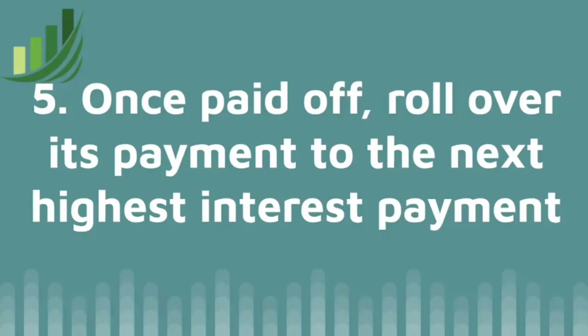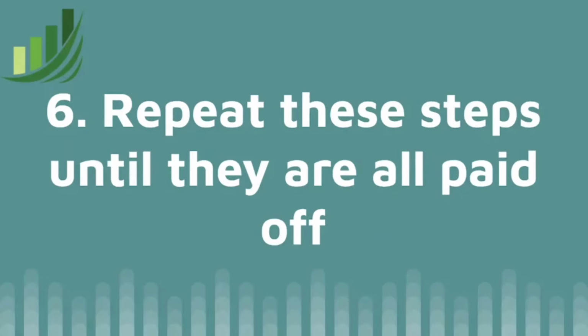Step 5, once paid off, roll over its payment to the next highest interest payment. Again, with this type of method, you want to be recalculating as your order may change as you continue making progress. But if you don't do that, then you just move on to the next highest one from your initial view. Step 6, repeat these steps until they're all paid off. Well, congrats. If you were able to go through all of it, then you paid off and you are debt free.